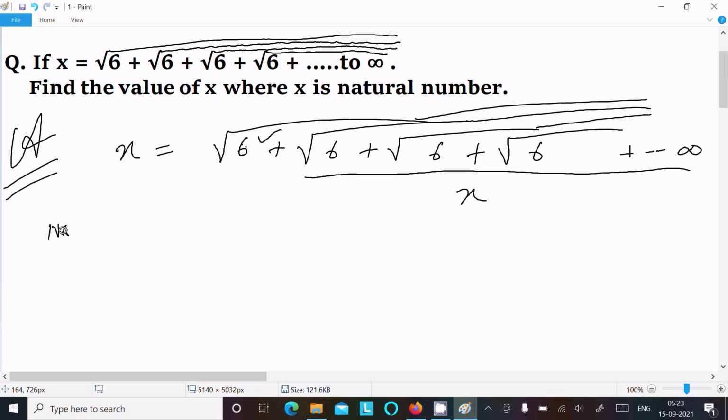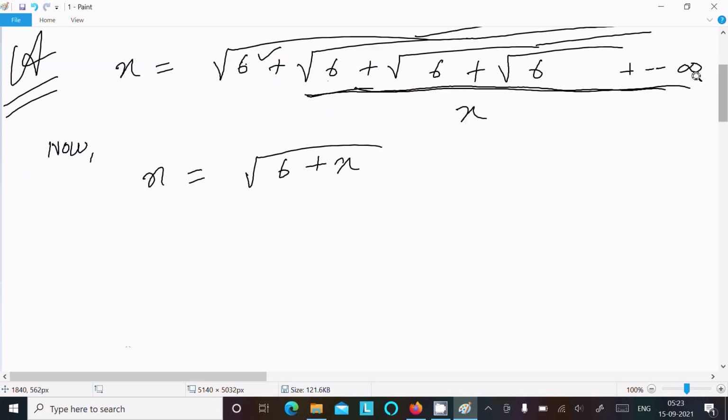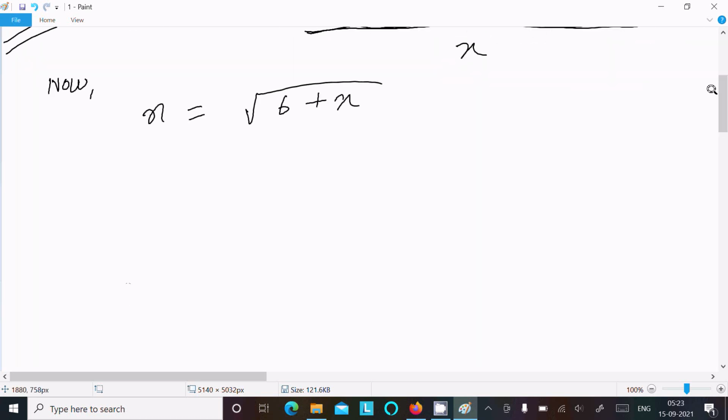So now here x equals root 6, and except for this first one, in place of all of this we can write x. Okay, so it's similar to x. So now you can get x equals root of 6 plus x. After that we need to remove the root.